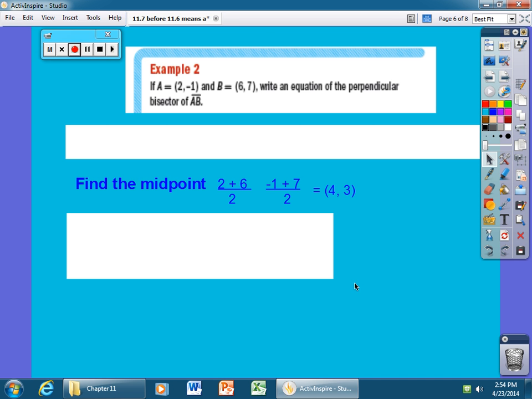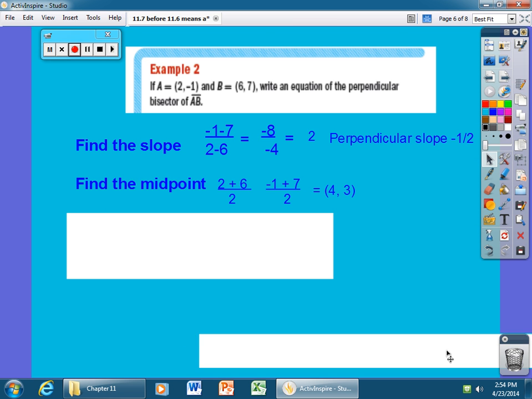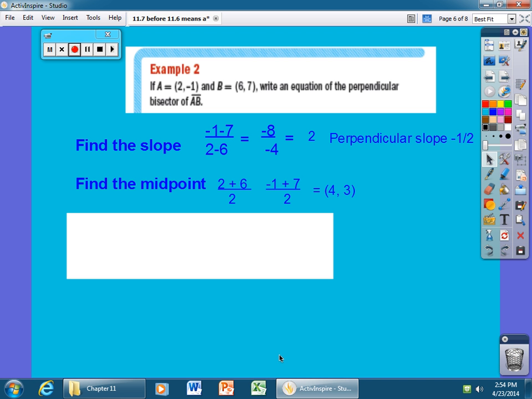The other part is the perpendicular part, which we talked about in the first segment. For it to be perpendicular, I'm going to have to find the slope. And that's what I was doing right here as I was calculating the slope. I got -8 over -4. That's going to give me +2. So the perpendicular slope is -1 over 2.